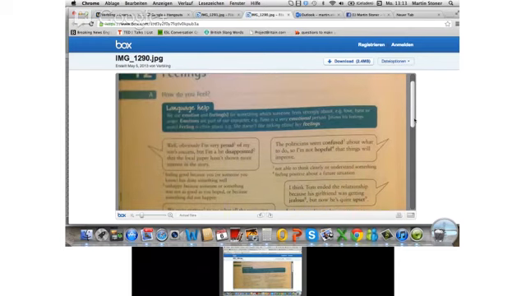Who would like to read this? Would you like to read the first paragraph, the language help? Yes, please. We use emotion and feelings, between brackets S, for something which someone feels strongly about. Example: love, hate, or anger. Emotions are a part of our character.